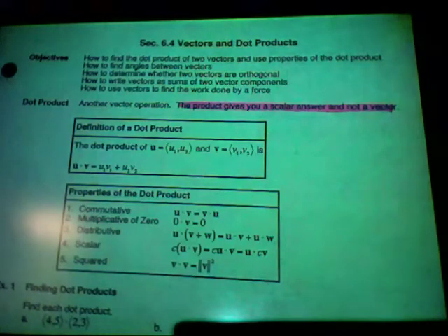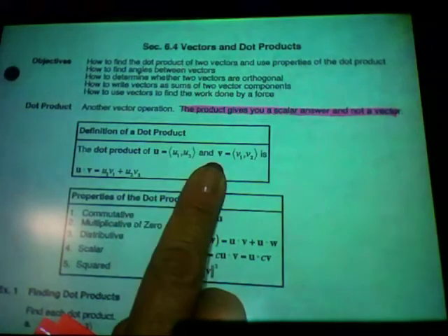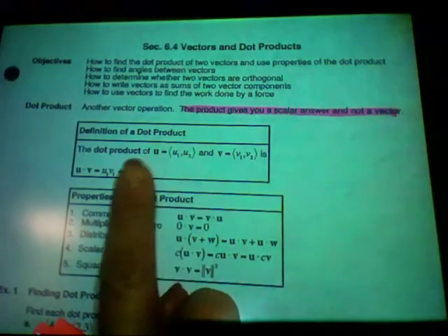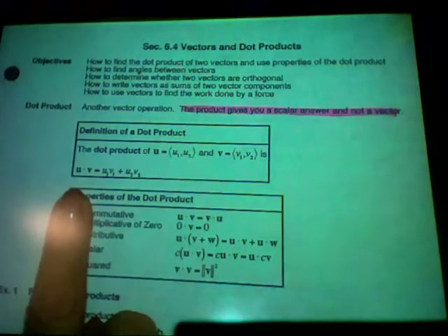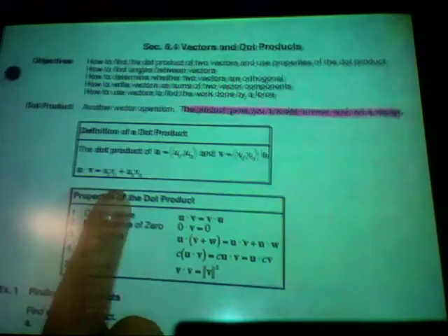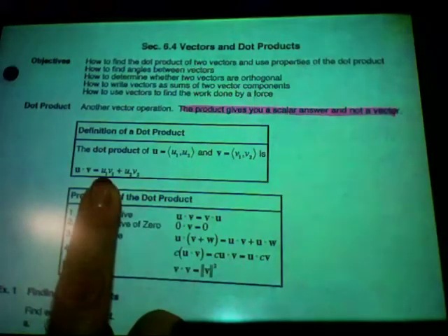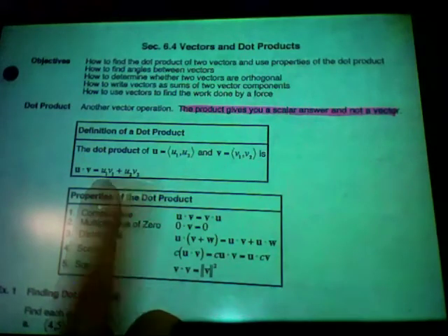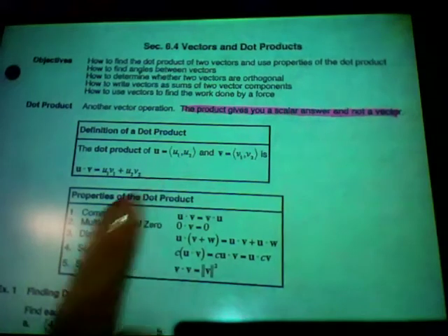And so here's your definition of a dot product. If you have a vector u and a vector v, then their dot product, which means to multiply them together, looks like this. You're going to multiply the x values of the u and v vectors together. Then you'll multiply the y values of the u and v vectors together, and then add that sum together for a final number. And we'll do it with real numbers here in a minute.